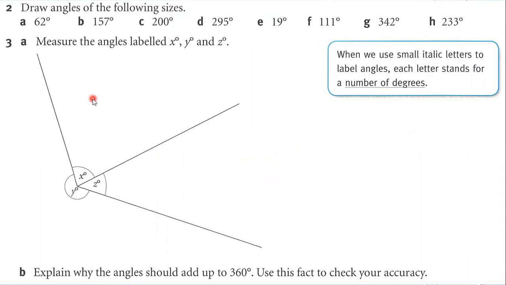So class, you must have a protractor. Okay, so with the help of the protractor, you just put it there and find the angles of 60, 62, 157, all of these. Okay, this is your task.